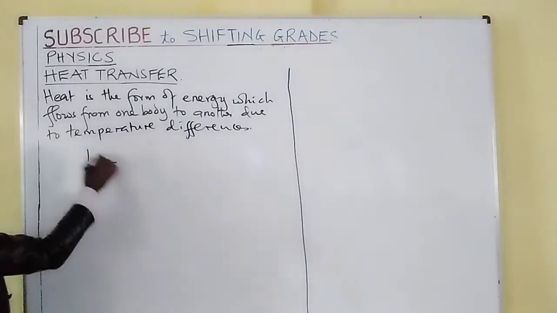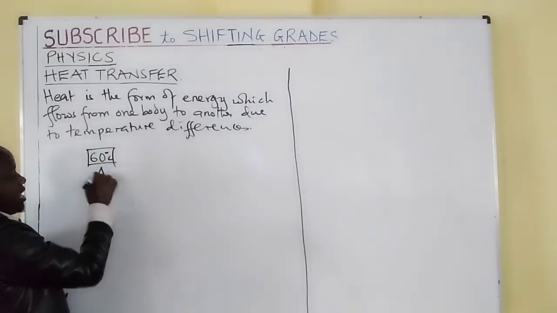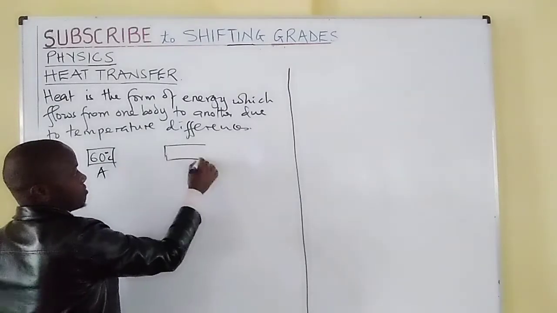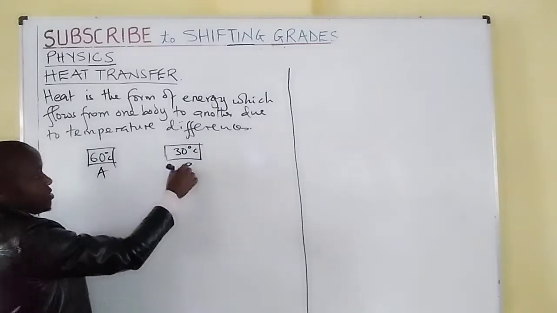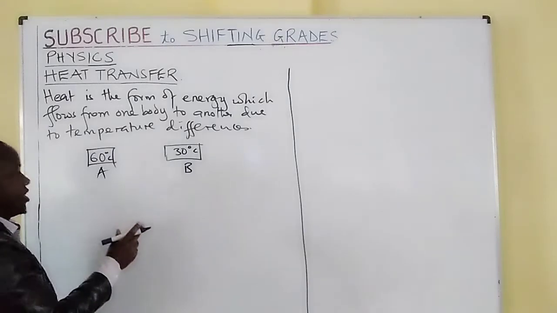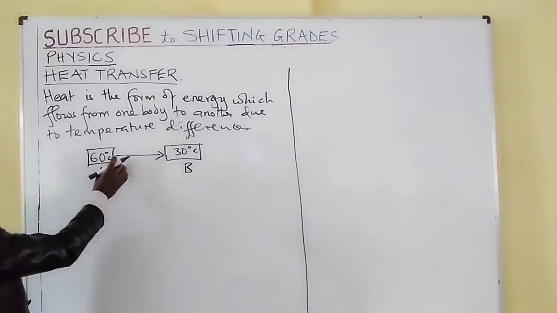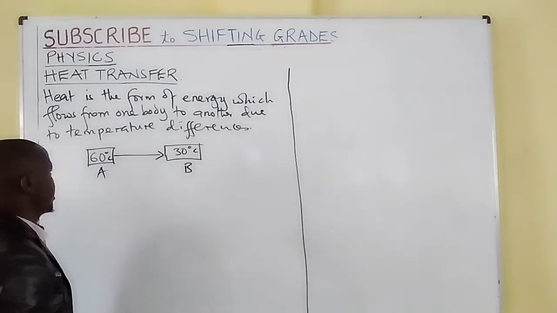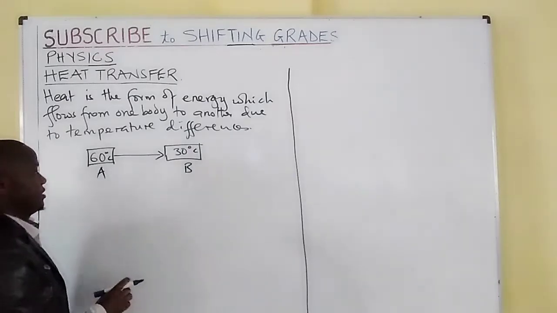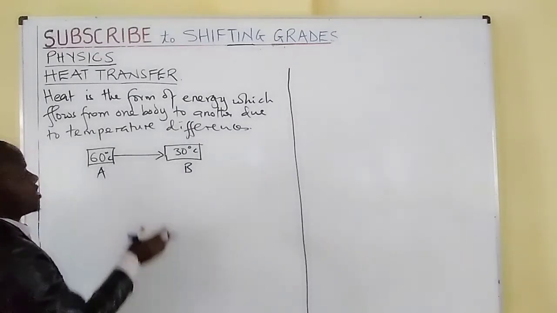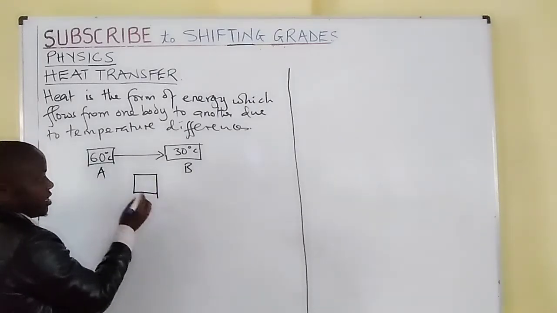So if a body A, for example, is at 60 degrees Celsius temperature, and we have another body B at a temperature of say 30 degrees Celsius, there will be net flow of heat from the body at a higher temperature to the body at a lower temperature until the two bodies achieve a common temperature. You may find at the end of it, they will both settle at 45.